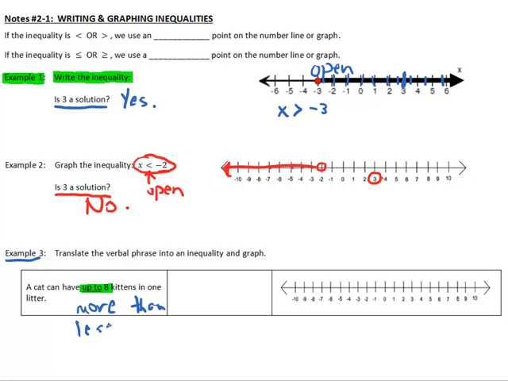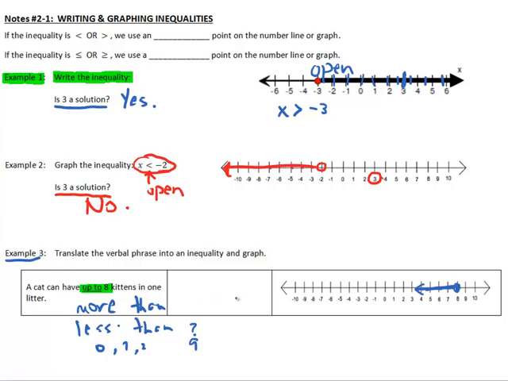Well, if we think about it, when I say up to 8 kittens, could the cat have 0 kittens? 1, 2, that's all true. When I say up to, is 9 included? It's not. So I'm going to find on my number line where the 8 is. It does include 8 because a cat can have 8. And the up to means I'm going to go to the left. So I'm going to shade to the left.